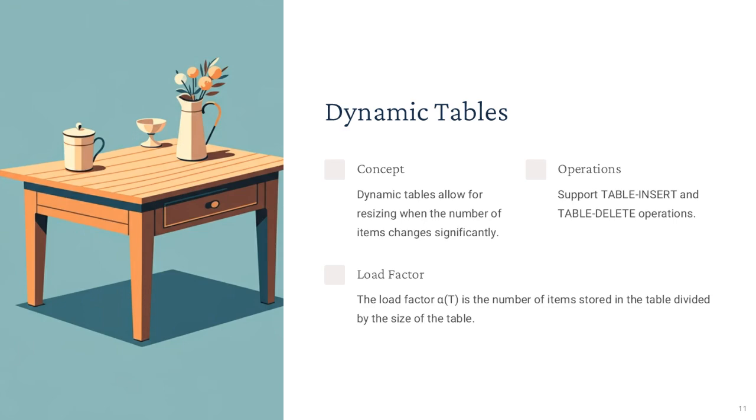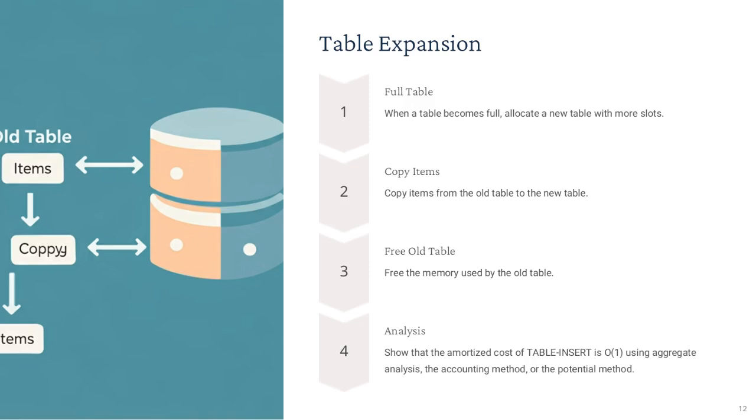When a dynamic table becomes full, it needs to expand to accommodate new items. This involves allocating a new table with more slots, copying the existing items into the new table, and then freeing the old table's memory. While this resizing operation is costly, its infrequent occurrence allows the amortized cost of table insert to remain constant time, or O(1), when analyzed using techniques such as aggregate analysis, the accounting method, or the potential method.